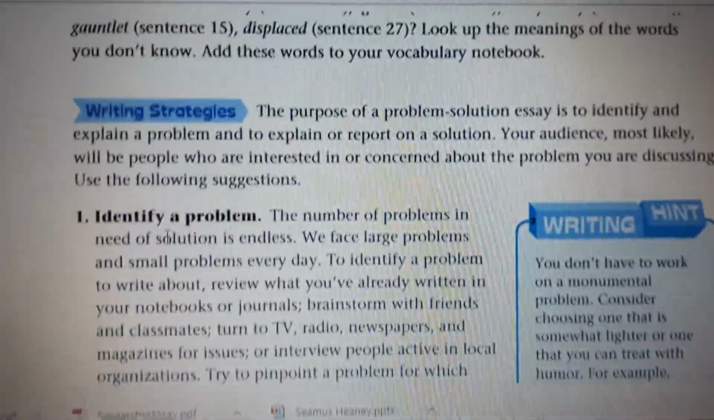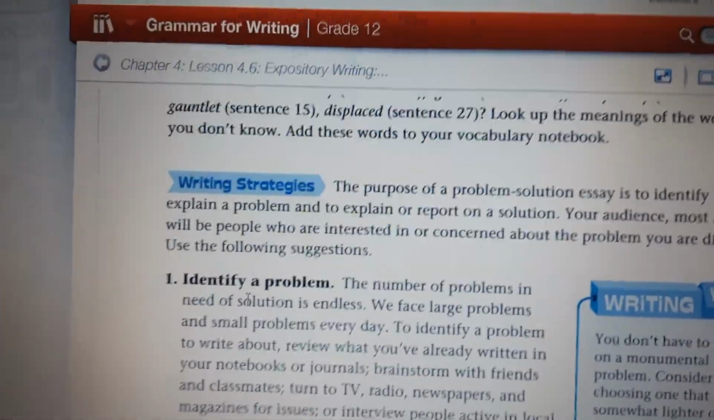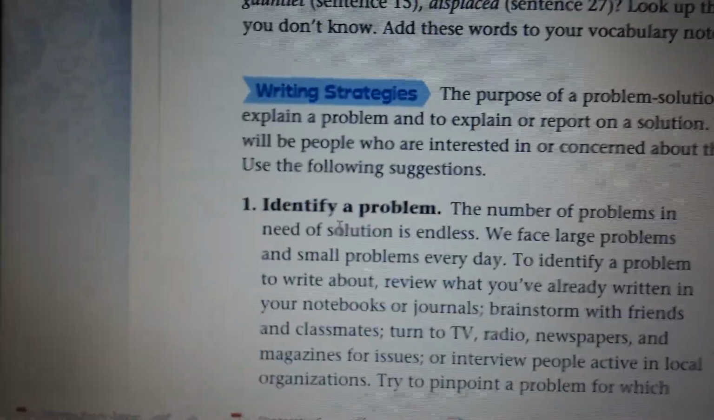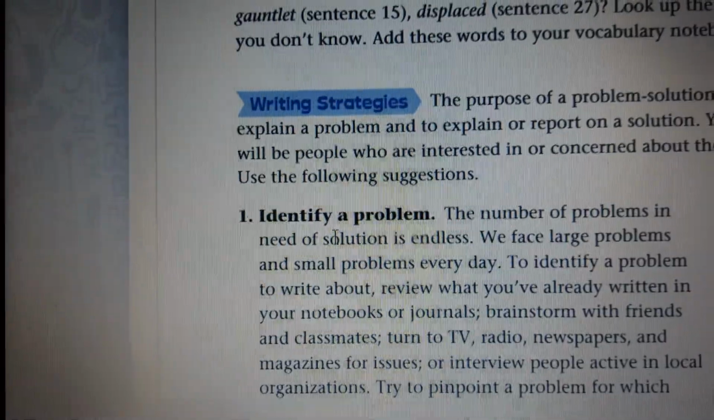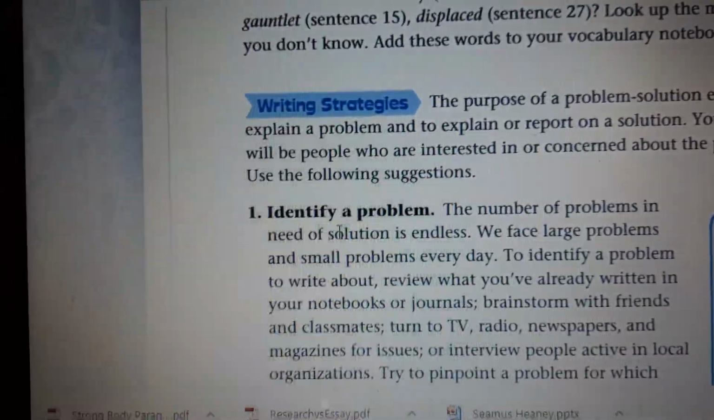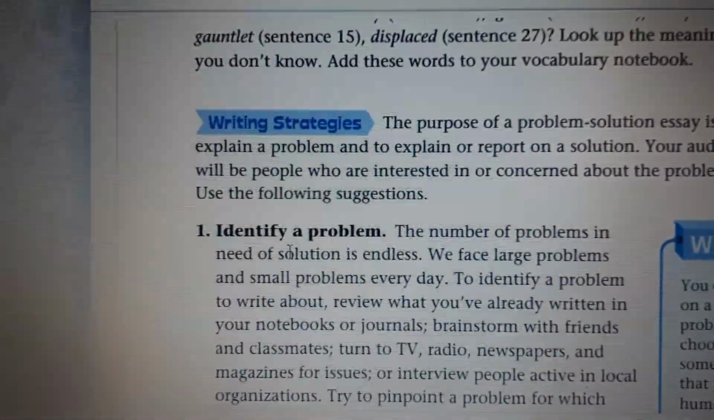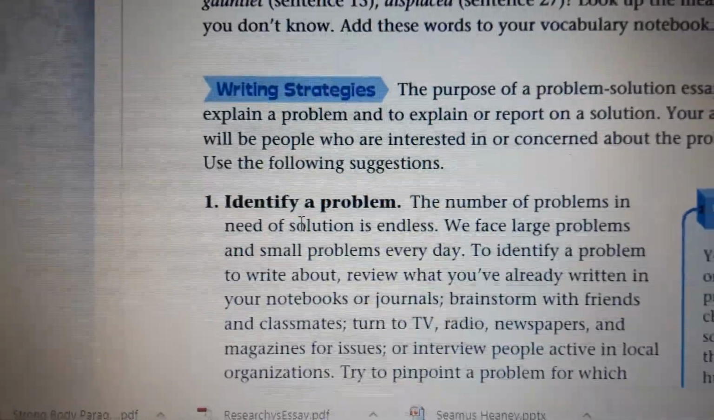First, identify a problem. I would recommend you write about a problem that you know about, or if you want to expand your horizons, you can choose a problem that you don't know about, and then you can write a lot about it. Maybe you're going to find a lot of solutions, and that will be good and useful to other people. So first, identify a problem.